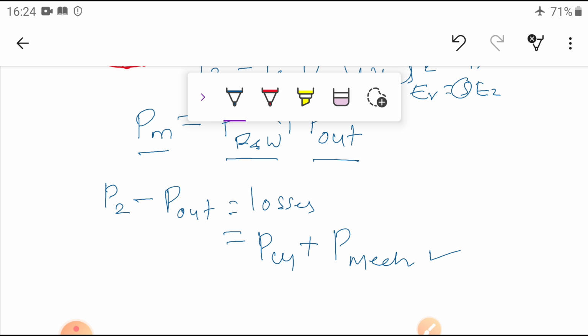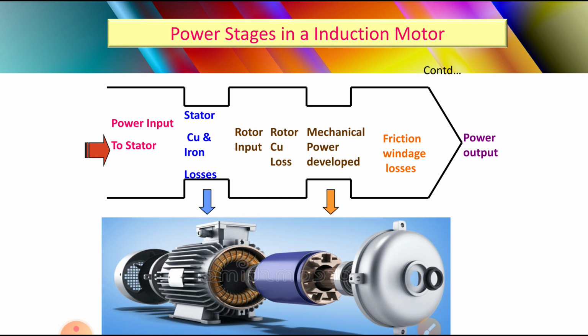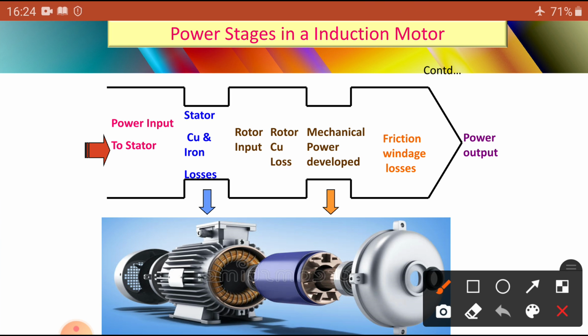Let us see this in the diagram. Here you can see the power input to the stator, P1, the input power to the motor stator. It has copper winding and iron laminations, so some losses occur here. These are the iron losses and copper losses. The total input minus these losses, some power is wasted.